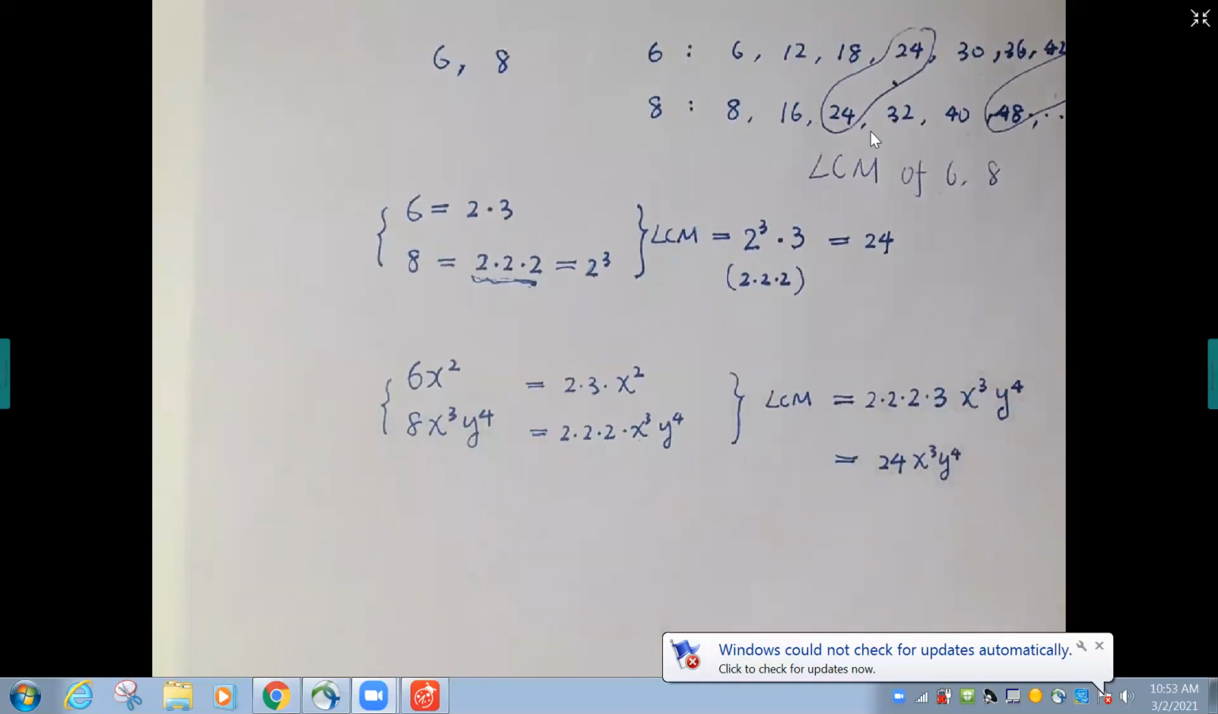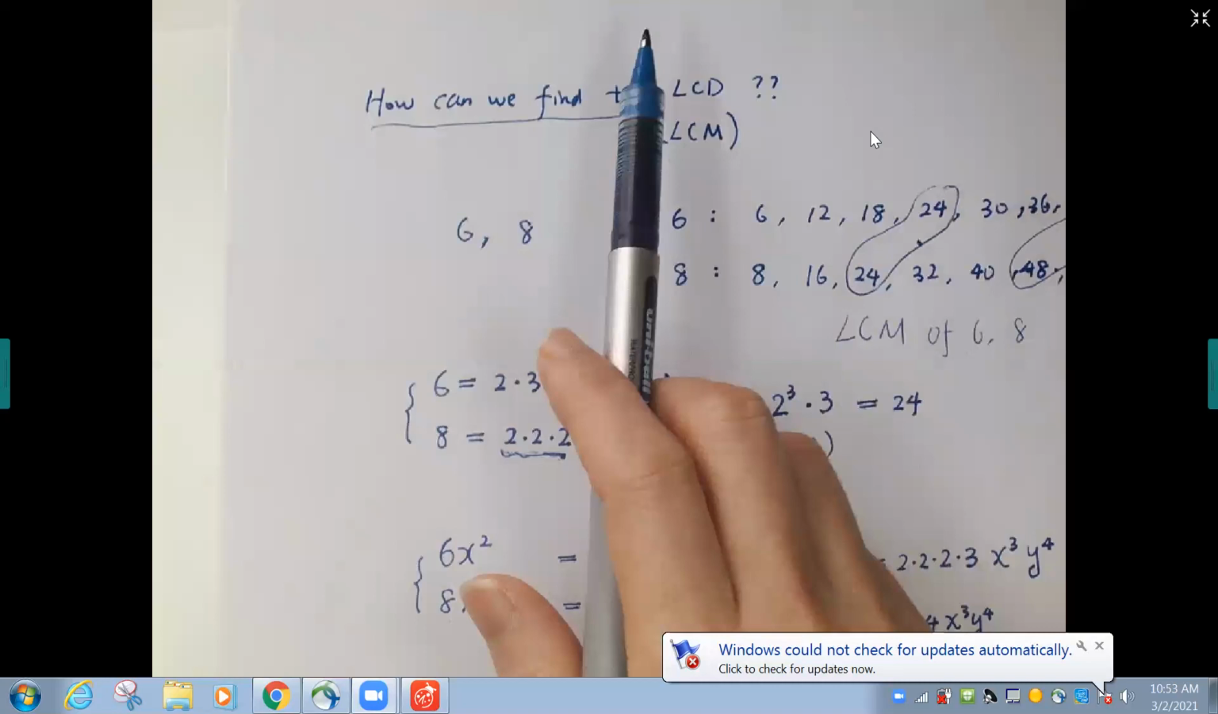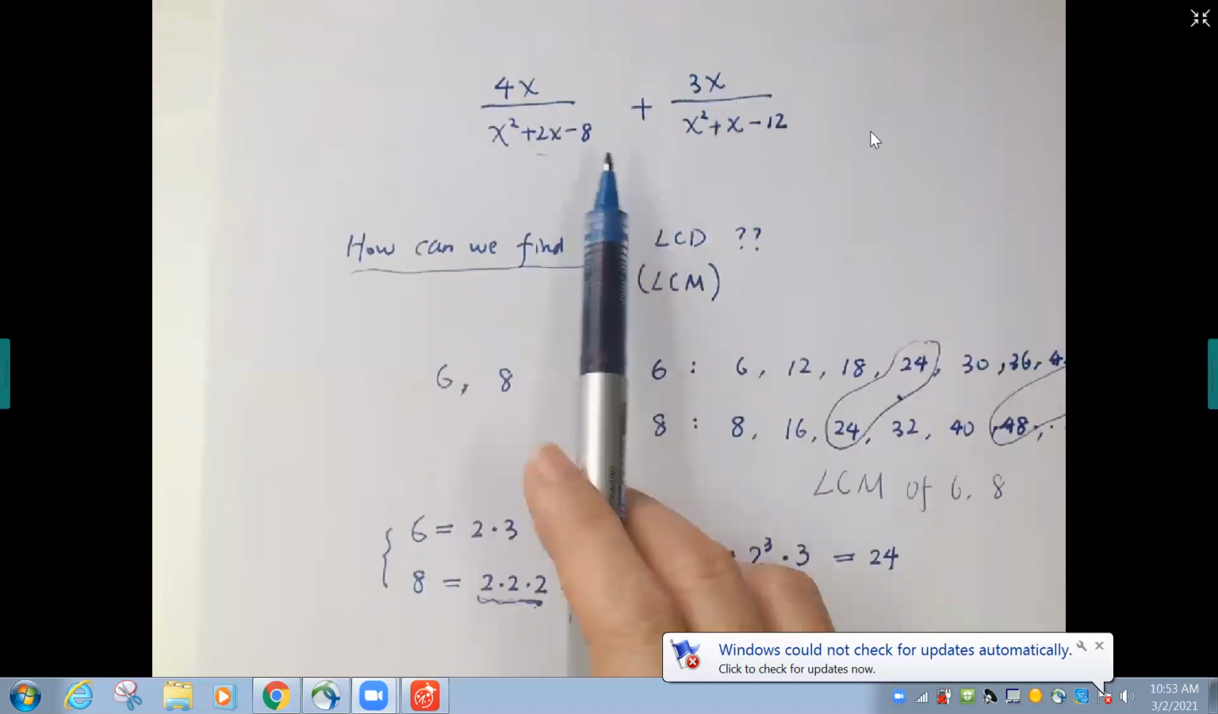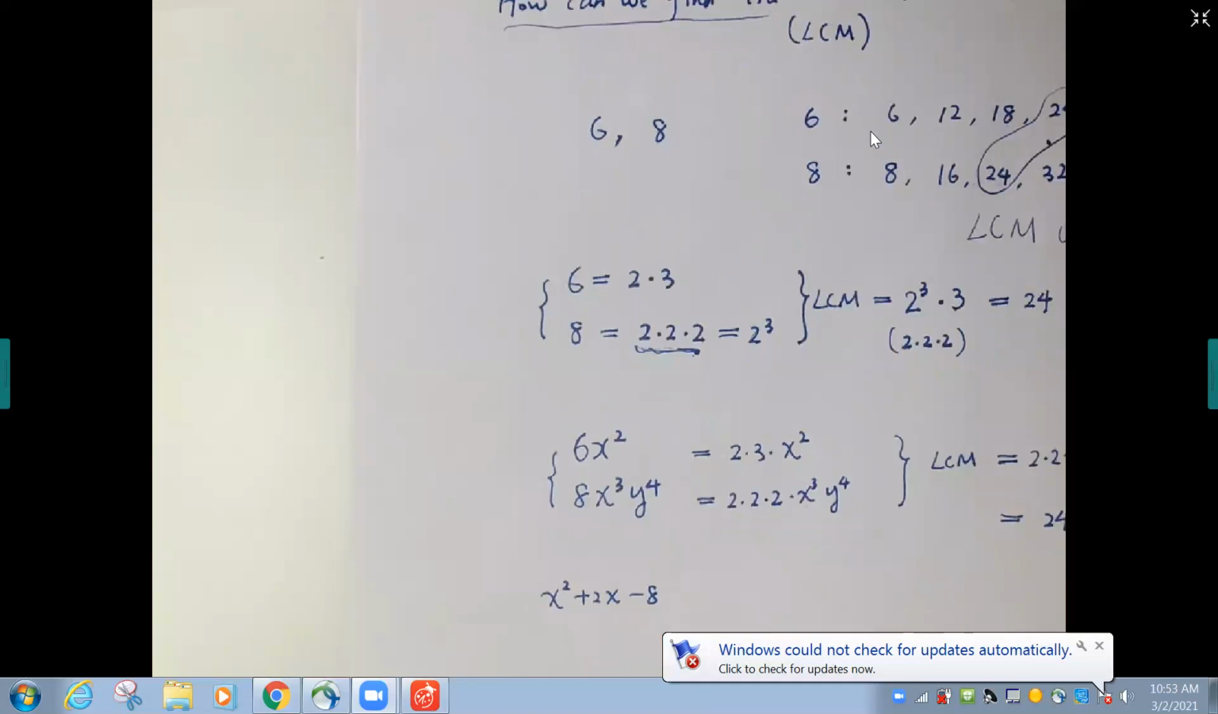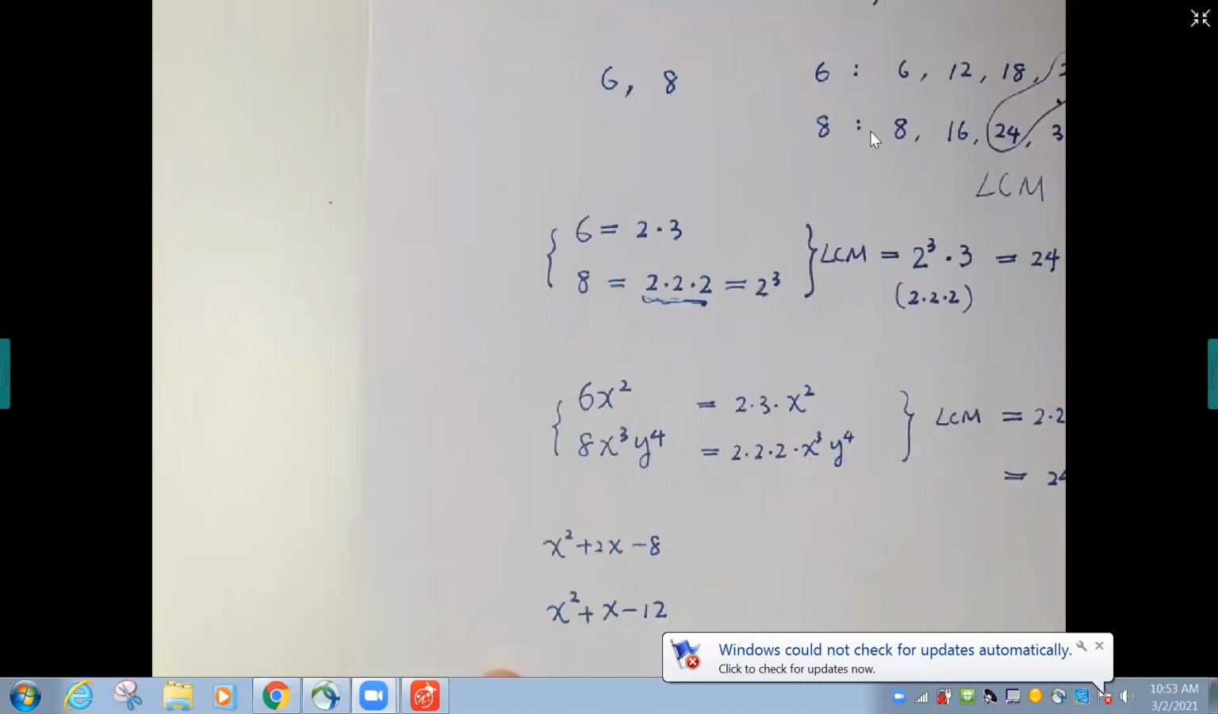Then let's see, how do we look for the LCM of polynomials? For example, I have 2 polynomials on the top right here. I have copied them down. x squared plus 2x minus 8. This is one polynomial. I have another polynomial, x squared plus x minus 12. To look for the LCM of polynomials, we do the same thing as we did with numbers. Step 1, factor each one of them.